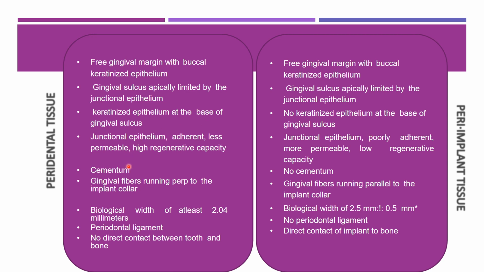And whereas here in periodontal tissue we can see cementum, and here obviously there will not be any cementum. Here the gingival fibers will be running perpendicular to the tooth surface and to the bone, whereas here gingival fibers are running parallel to the implant collar, and biological width of at least 2.04 mm, and here it is biological width of 2.5 mm. And the periodontal ligament will be seen, no periodontal ligament, no direct contact between tooth and bone. Here it will be direct contact of implant to bone.